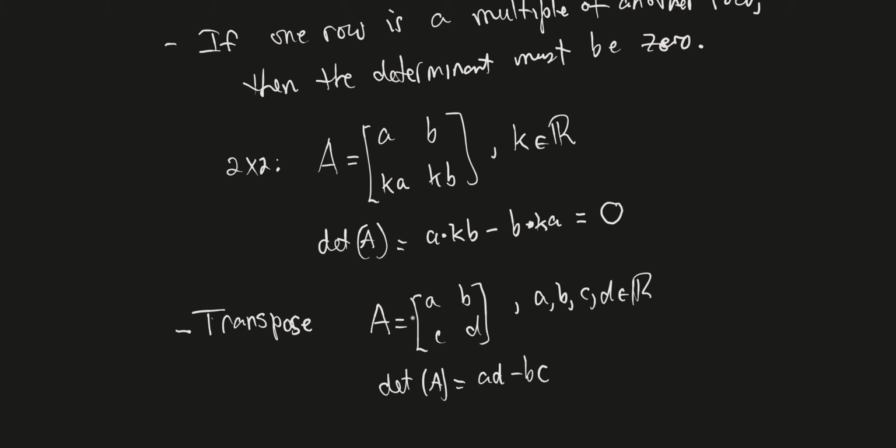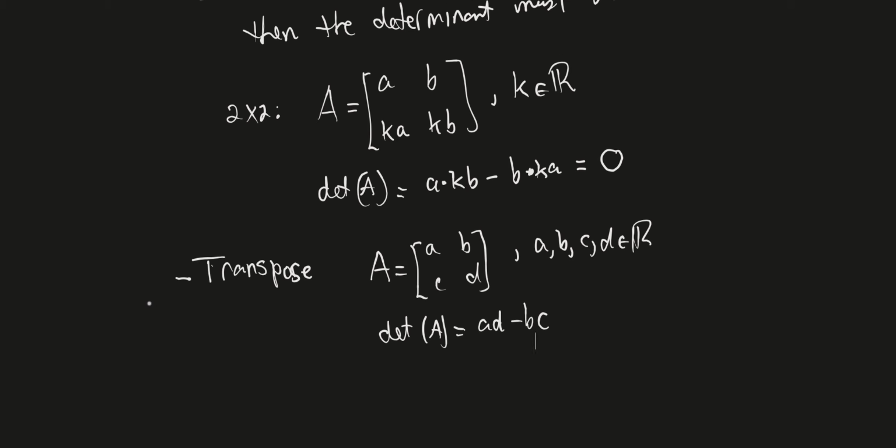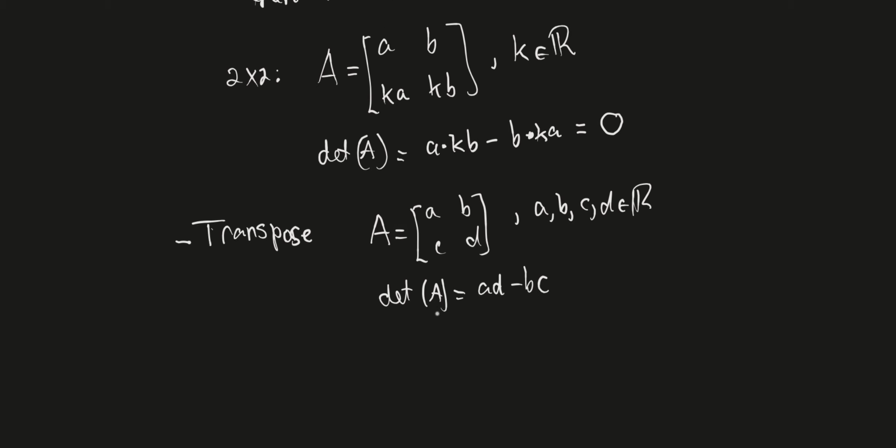Let's take the transpose of this matrix, compute the determinant, and see what the relationship is between the determinant of A and the determinant of its transpose. So let's write down the transpose, and we know that operation where the first row becomes the first column and then the second row becomes the second column. Well, this is another 2 by 2 matrix.